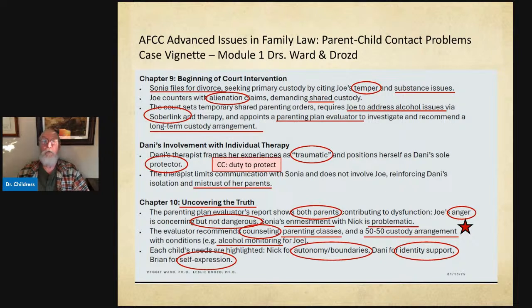Joe's anger is concerning, but not dangerous. First off, his anger seems to be in the normal range. This is really important to him. He loves his children. He used to love his wife. He wanted a family. He wanted a bond with his wife, and that was being frustrated. So he was getting angry from his frustration because these things are important to him. So it's concerning, but it's definitely not dangerous. Then we have no child abuse by the father, no child abuse risk by the father, and the custody recommendation is for 50-50 shared custody.